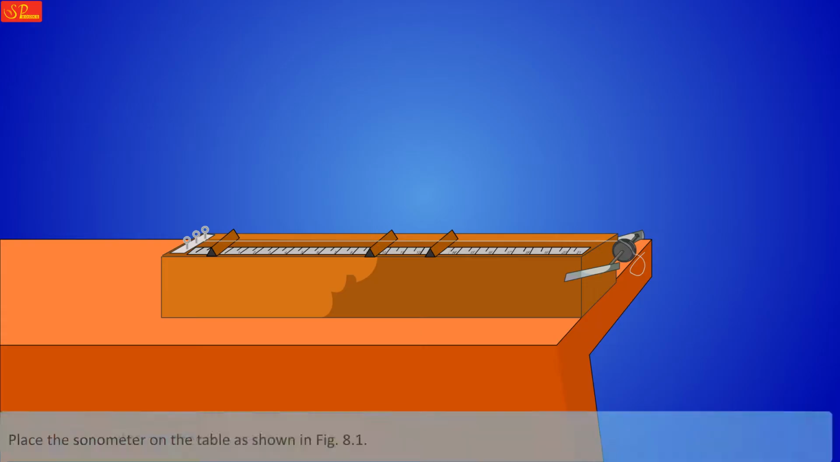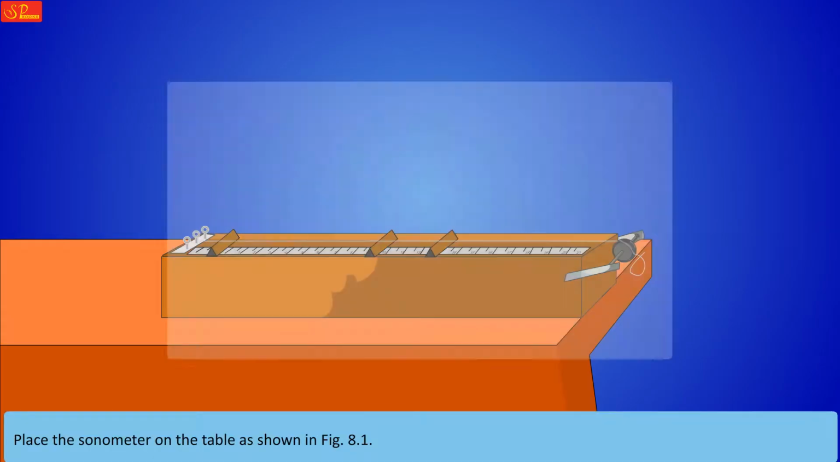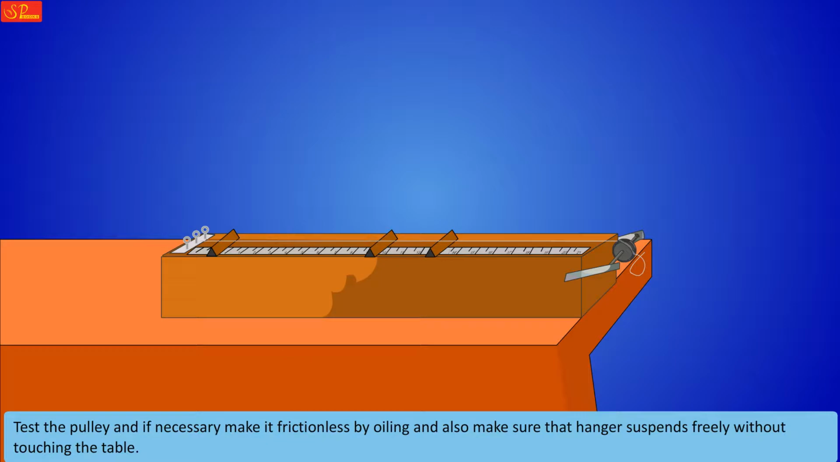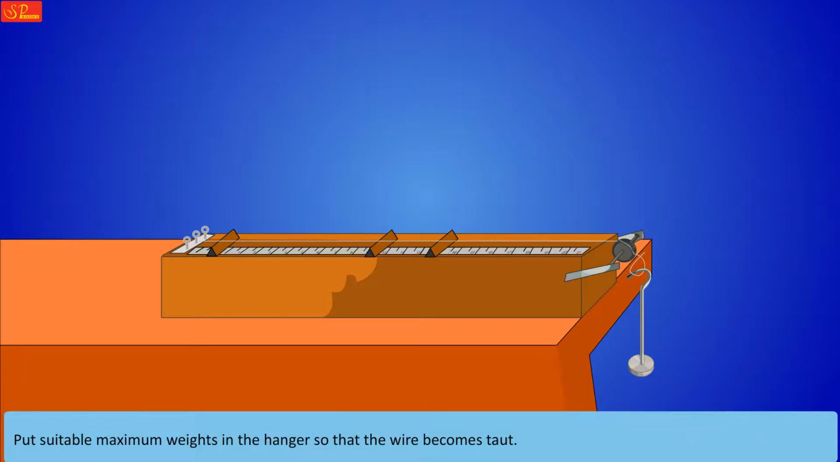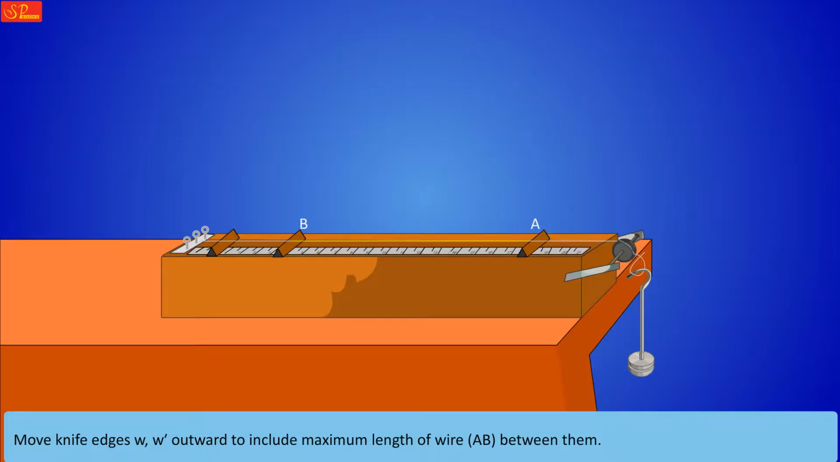Procedure: place the sonometer on the table as shown in figure 8.1. Test the pulley and if necessary make it frictionless by oiling, and also make sure that the hanger suspends freely without touching the table. Put suitable maximum weights in the hanger so that the wire becomes taut. Move knife edges W and W outward to include maximum length of wire AB between them.